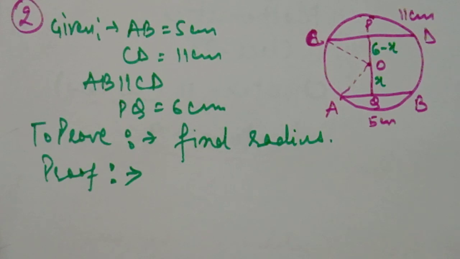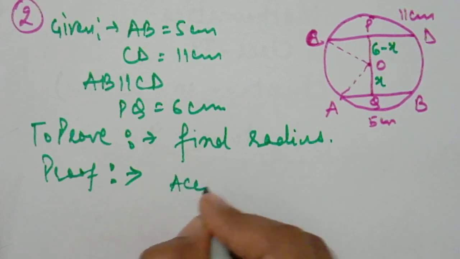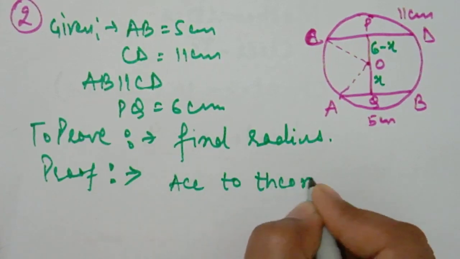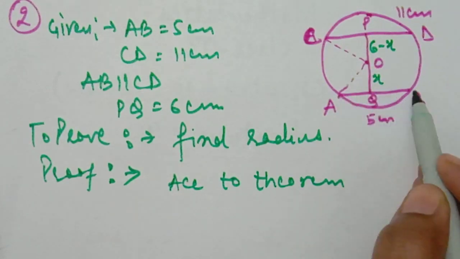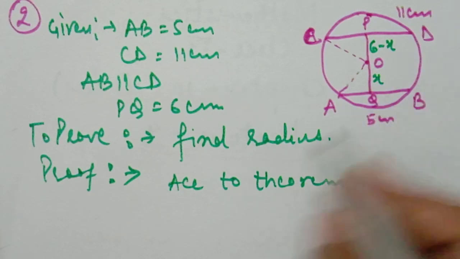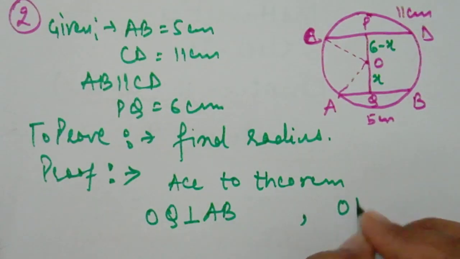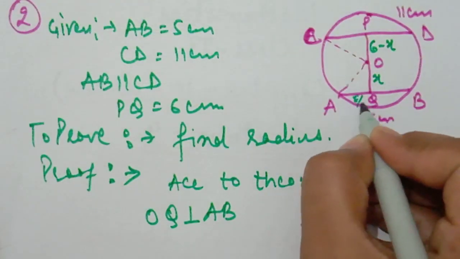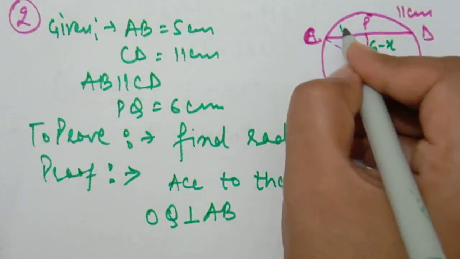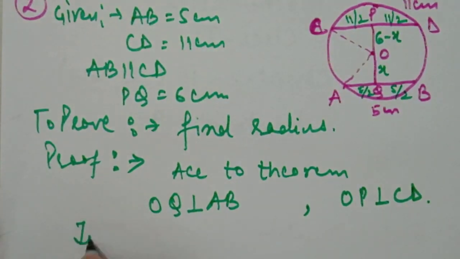According to the first theorem of circles: if we draw a line from the center of the circle to a chord, it is always the perpendicular bisector. So OQ is perpendicular to AB and OP is perpendicular to CD, and they also bisect the chords. So this is 5 by 2, this is also 5 by 2, this is 11 by 2, and this is also 11 by 2.